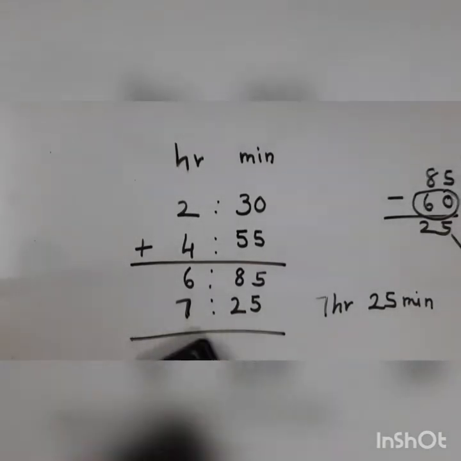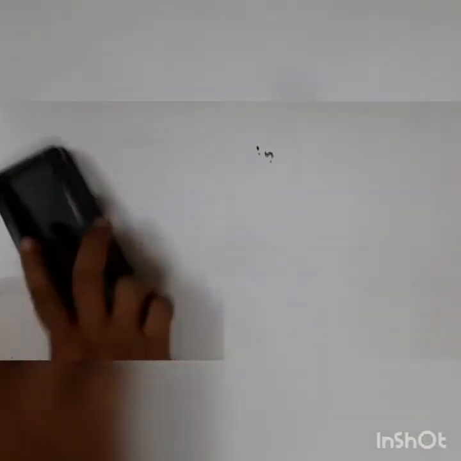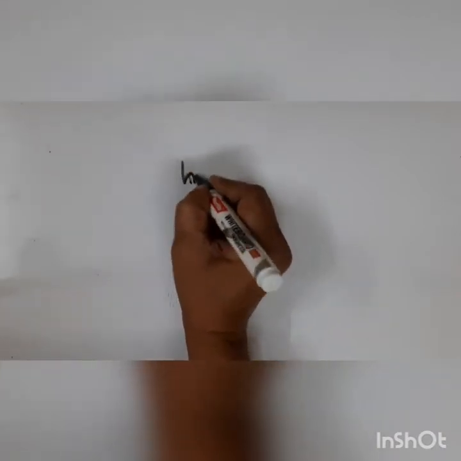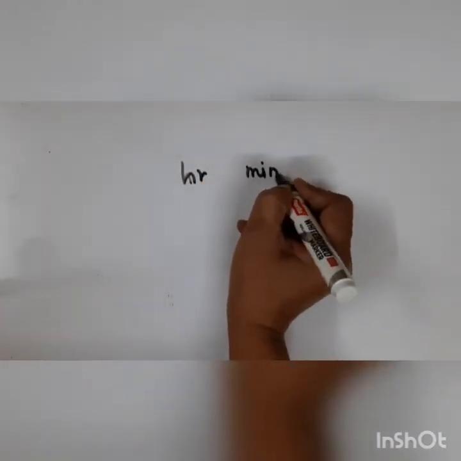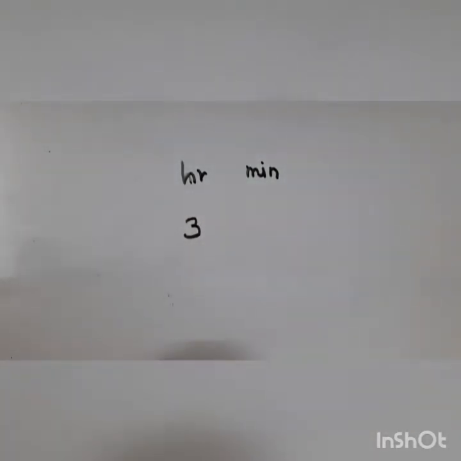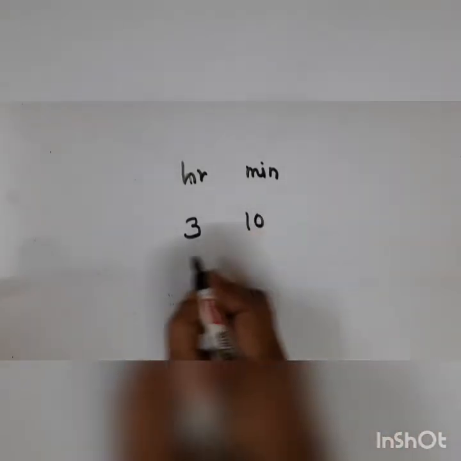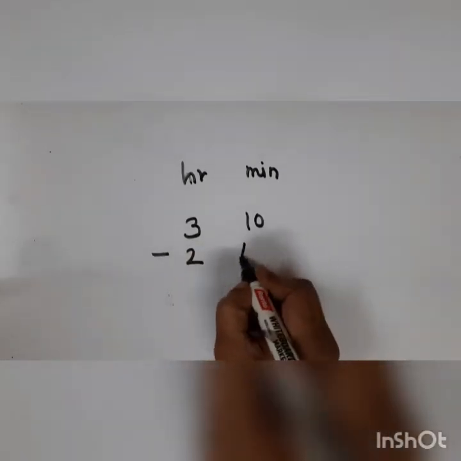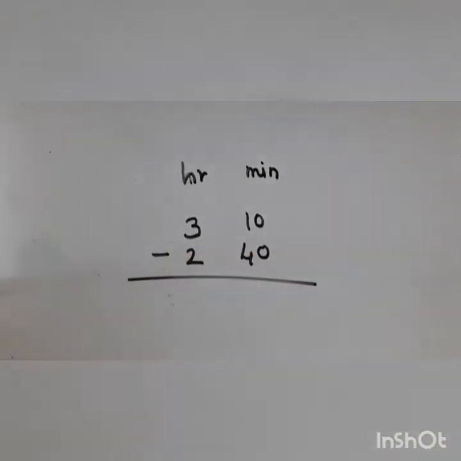Now let me take a minus sum. Think of some time, children. Hours, minutes. So I take 3 hours and what will we take? 10 minutes. 3 hours 10 minutes less 2 hours 40 minutes. Now children, please look here.